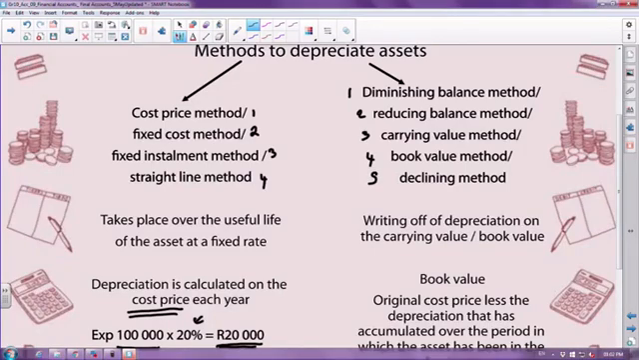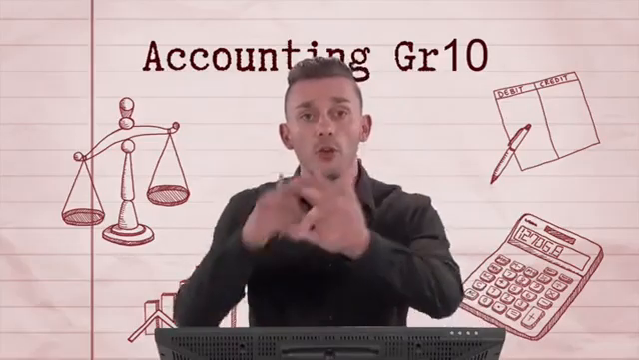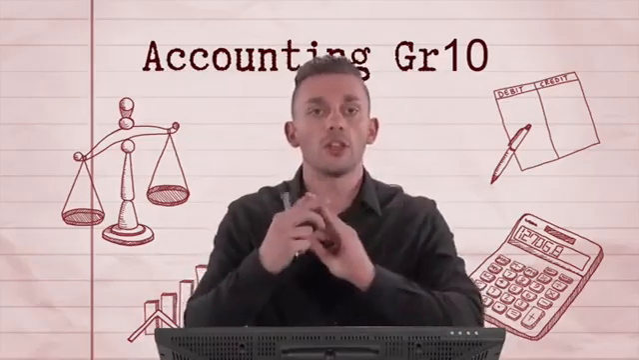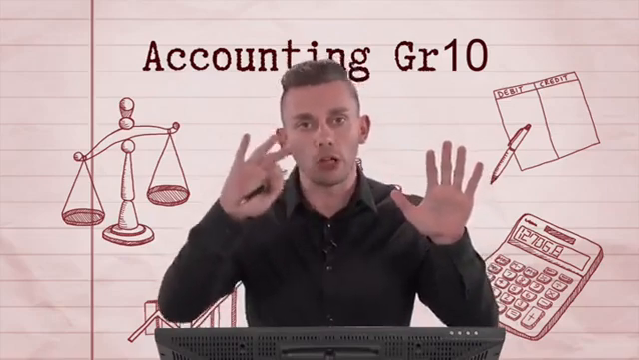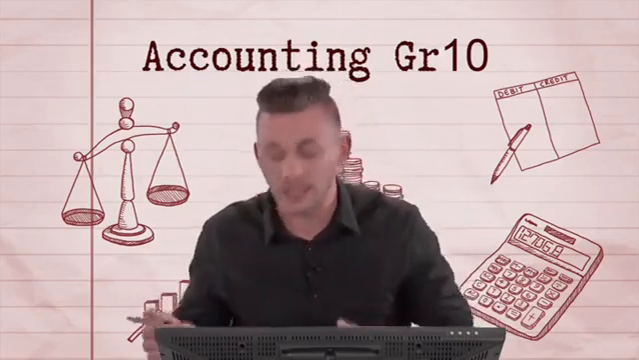Now, writing off depreciation on the carrying value is very important, or the book value. Now, how do I get the book value? I take the original cost price less the depreciation that has been accumulated over the period in which the asset has been in the business. So let's say I had this item in the business for 3 years. I already lost value for year 1 and year 2 and year 3. So therefore, I'll have to add that up and take the cost price minus all the value lost over those 3 years, then you'll get the book value, and that's the amount you need to calculate the percentage on.